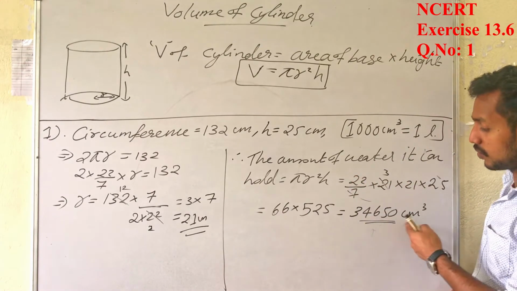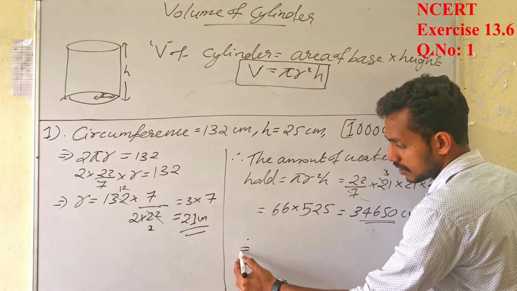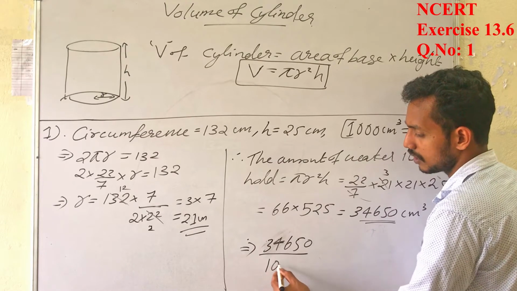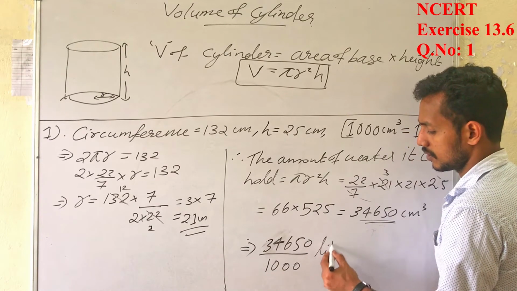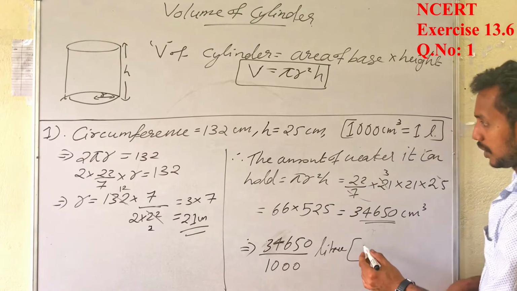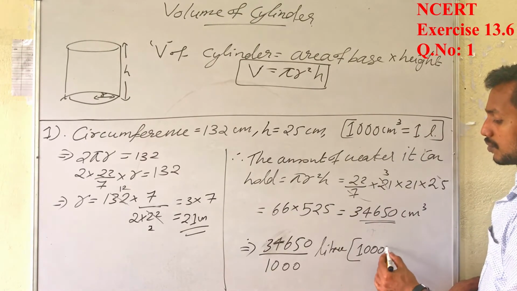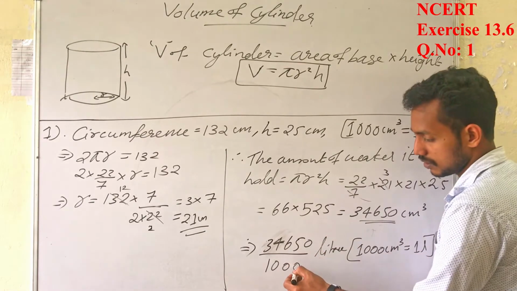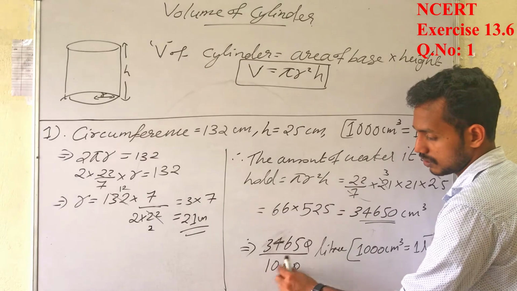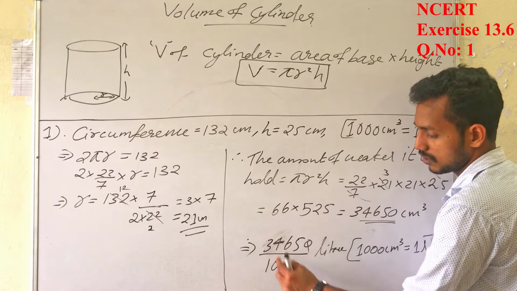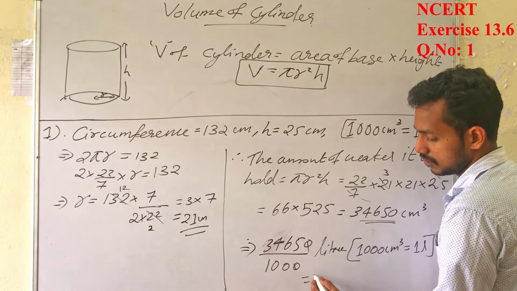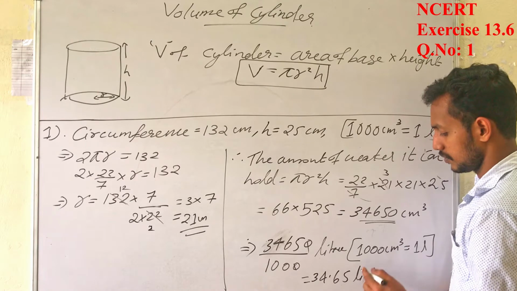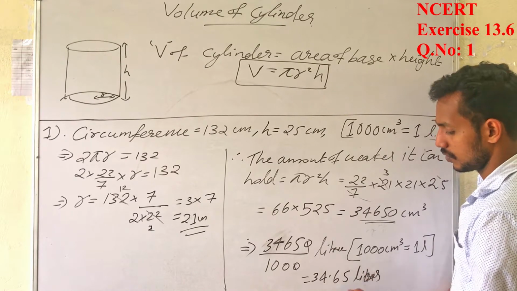But the question asks how many liters of water it can hold. That means you have to convert this volume into liters. That implies 34,650 divided by 1000 liters. Why? Because 1000 centimeter cube is equal to 1 liter. Therefore, we need to divide it by 1000. Three zeros are there, so bring the decimal point 3 places towards the left. So we will get 34.65 liters of water.